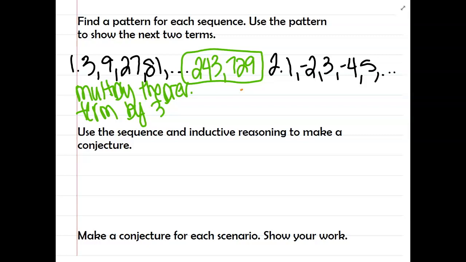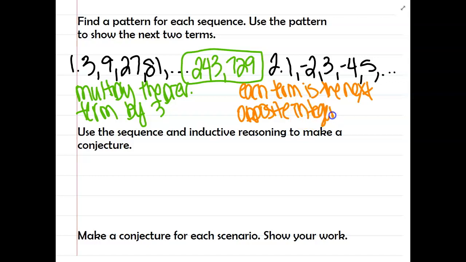So what I said is each term is the next, but opposite integer. So after positive 5 would be what? Negative 6. And after negative 6 would be positive 7. So this is an example of one that you couldn't come up with a formula for, just to plug numbers in. But there is a pattern I can identify.